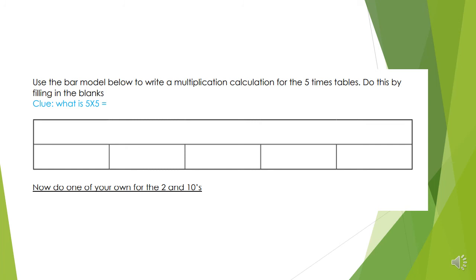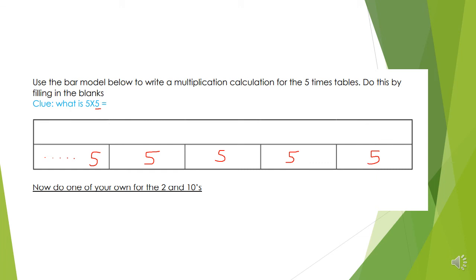So we have got 5 groups. Let's check if we got 5 groups. 1, 2, 3, 4, 5. Yes, we do. And how many need to be in each group? This number here. 5. 1, 2, 3, 4, 5. 5, 5, 5, and 5. So now we have got 5 groups of 5.